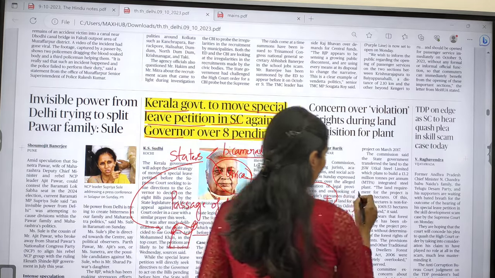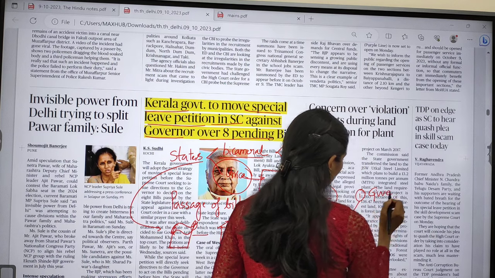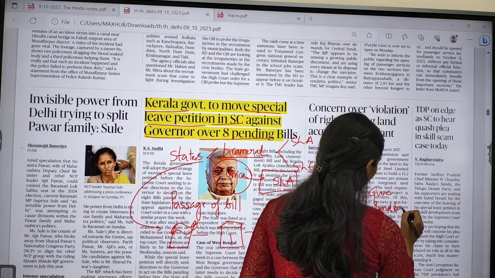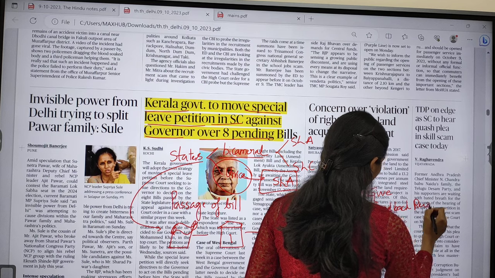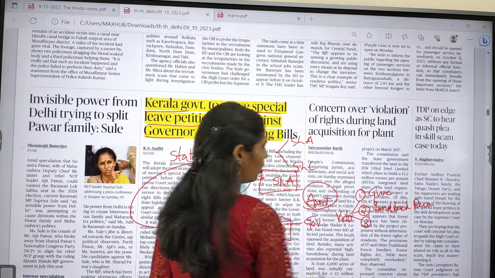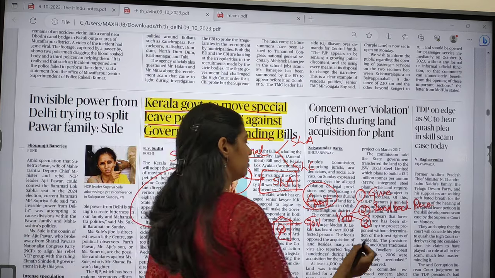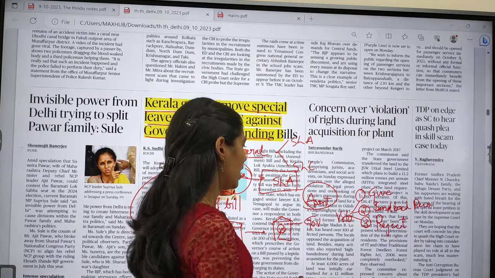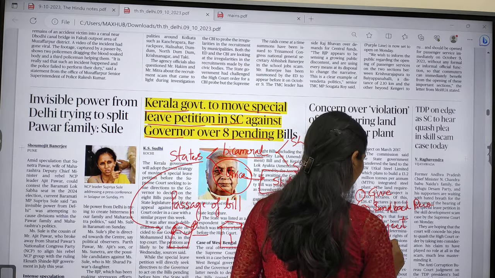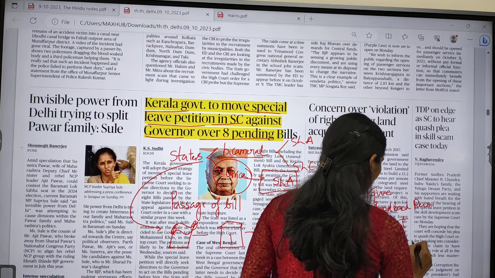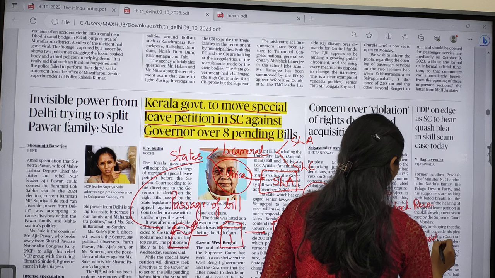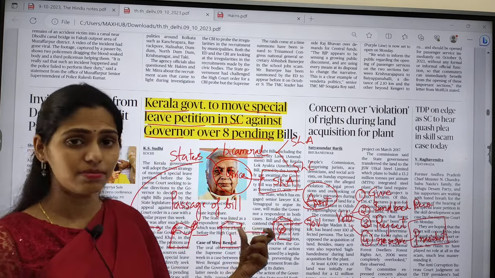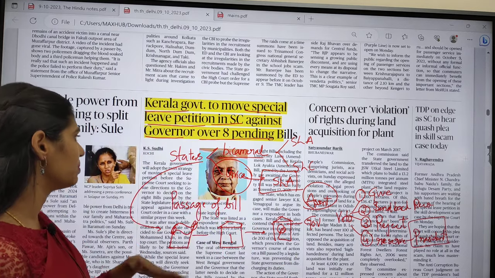First one here is, he can simply give assent, he can sign, or else he can send back the bill to the house for reconsideration. Or else he also has an option of rejecting the bill. He can reject the bill, he will not give the sign. And the next one is he can reserve the bill for the president. President needs to give the assent for that bill to be passed. So these are the options which are present before the governor.